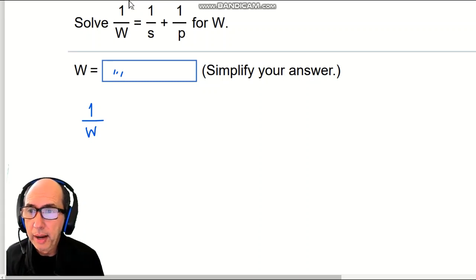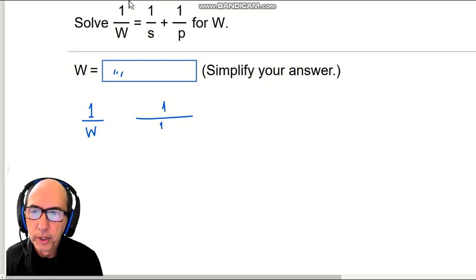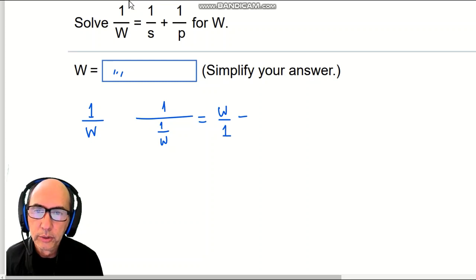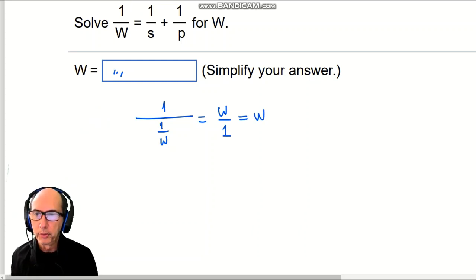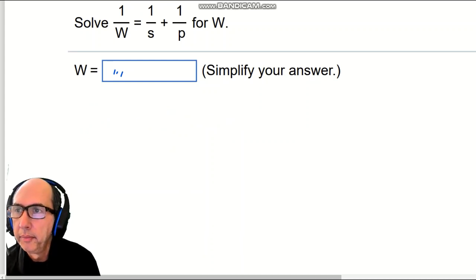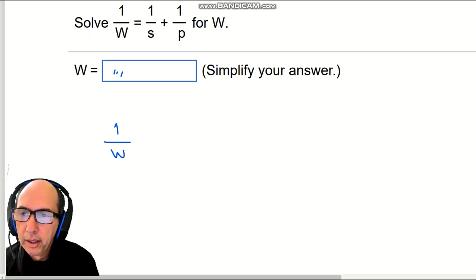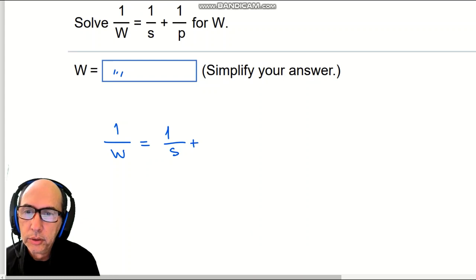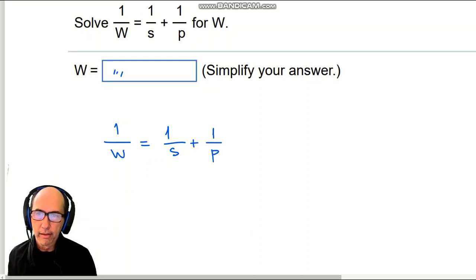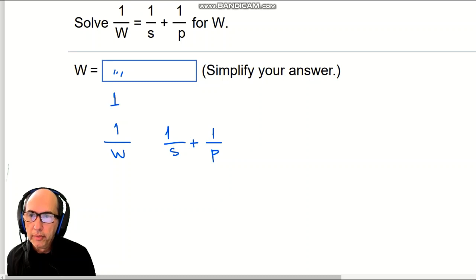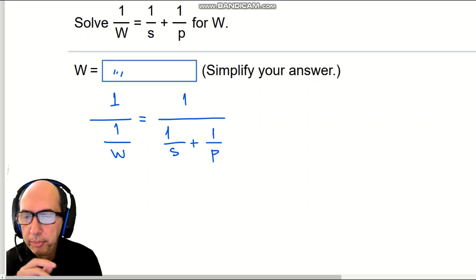But with 1 over w, to find w, you just have to apply the reciprocal. The reciprocal is 1 over 1 over w, and this allows us to flip and get w over 1 equals w. That's what we're going to do, okay? We will use the reciprocal. So let's bring the equation we are working on. 1 over w equals 1 over s plus 1 over p. Since they are equal, we can write the reciprocal like this: 1 over 1 over w equals 1 over 1 over s plus 1 over p.